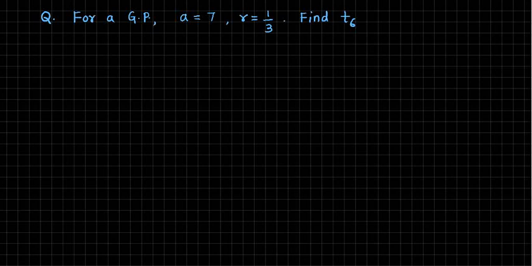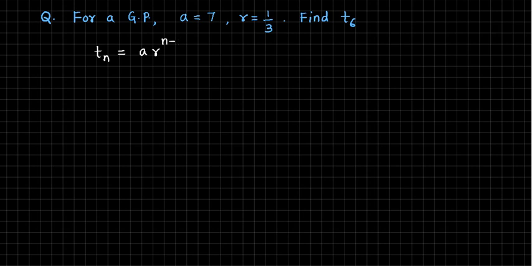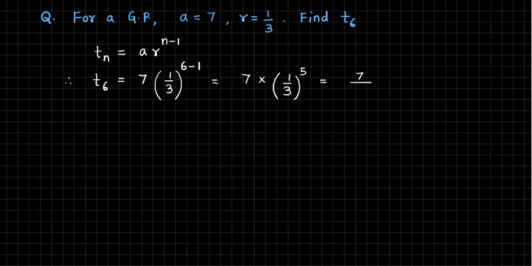Right. Now here we know the basic formula to calculate any nth term of a GP. It is nothing but A into R raised to n minus 1. So therefore, putting in the values, we have T6 equal to A, which is 7, multiplied with R, which is 1 by 3, raised to 6 minus 1, which is n minus 1. So that turns out to be 7 into 1 by 3 whole raised to 5. So that is nothing but 7 upon 3 raised to 5, which is 243. So therefore the answer is 7 upon 243.